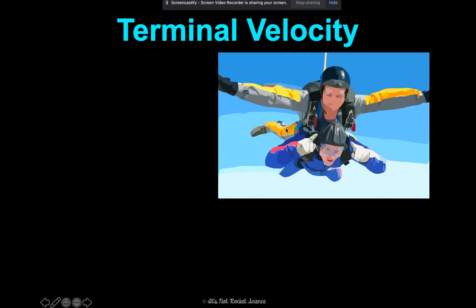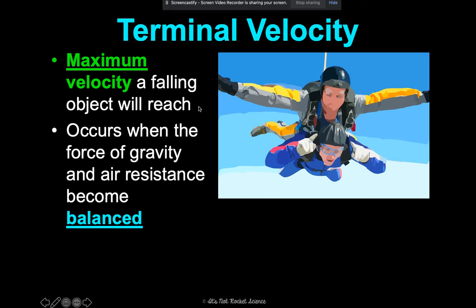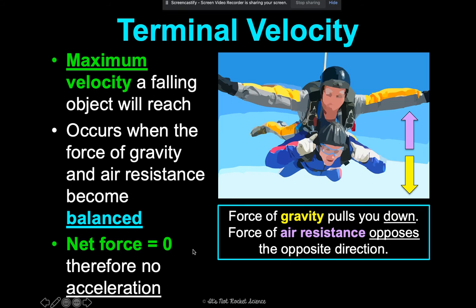So let's go ahead and talk about terminal velocity. This is a term that a lot of people hear about when they go skydiving. It's the maximum velocity a falling object will reach, and it occurs when the force of gravity and air resistance become balanced. That's where you kind of meet in the middle. You're still floating down, but now the forces acting above you and below you are working at the same time. As you are going down, the force of gravity pulls you down, but air resistance opposes it in the opposite direction. So your net force here is 0. Therefore, you have no acceleration when you're dropping out of the sky. Isn't that crazy?